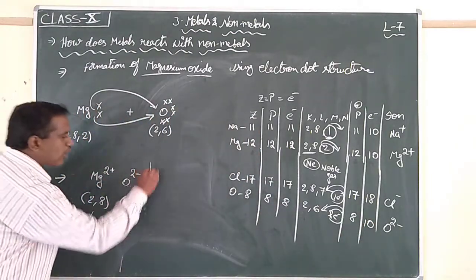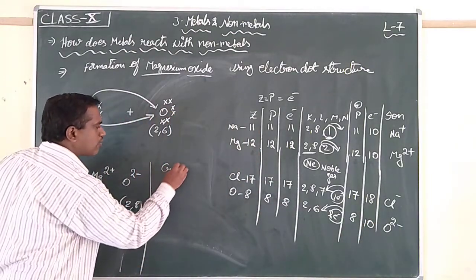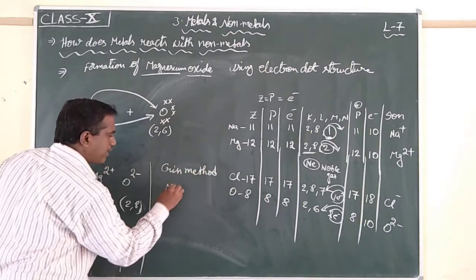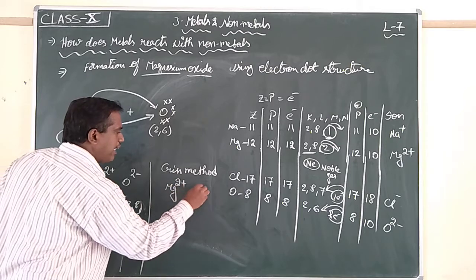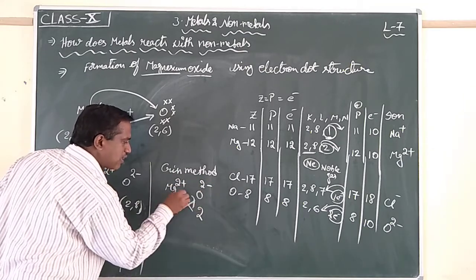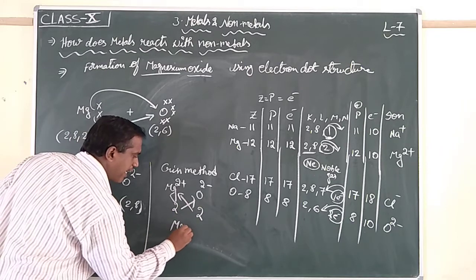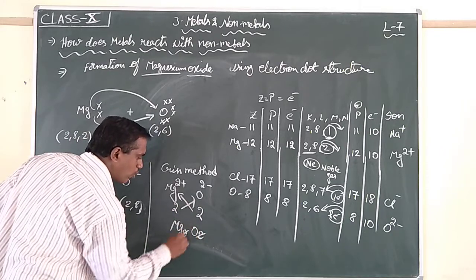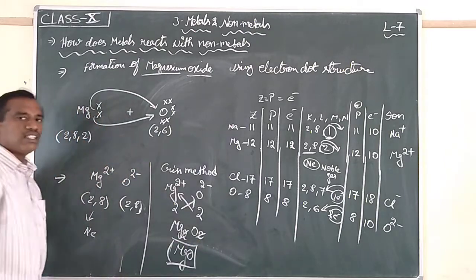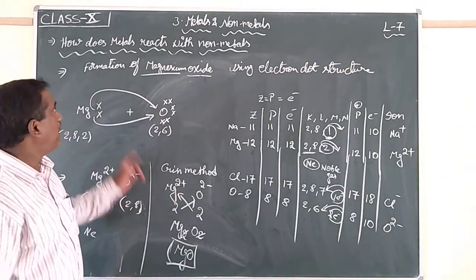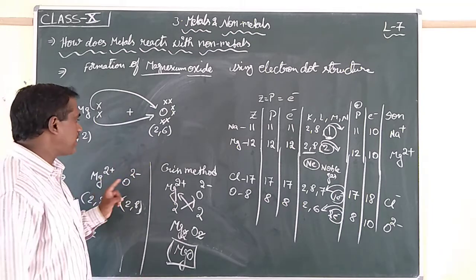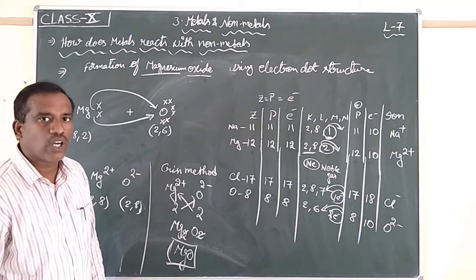So we know the crisscross method to form any compound formula. Mg2 plus and O2 minus. Write down their valencies and crisscross them. What did we get? Mg2, O2, and here it is MgO. This is the way to write the formation of a compound by the electron method, continuing with the crisscross method.